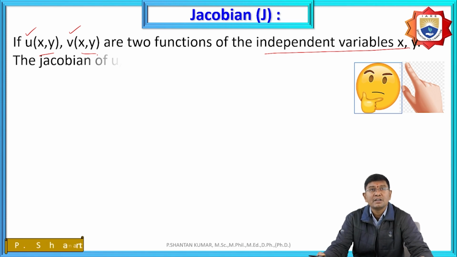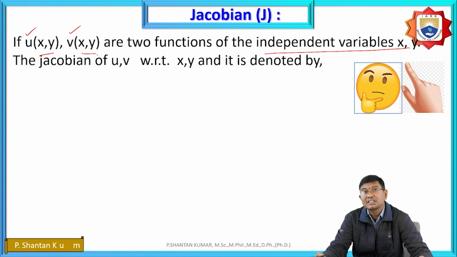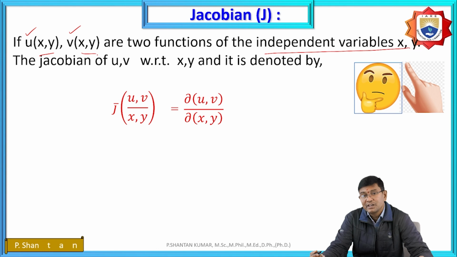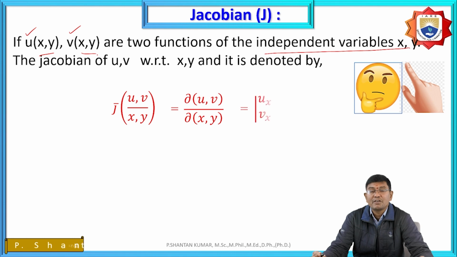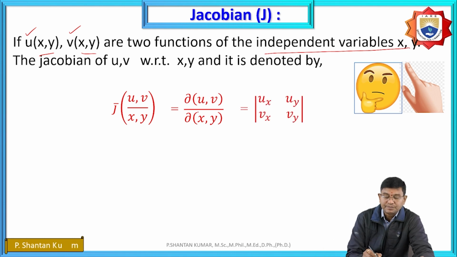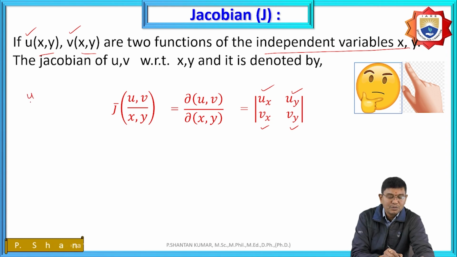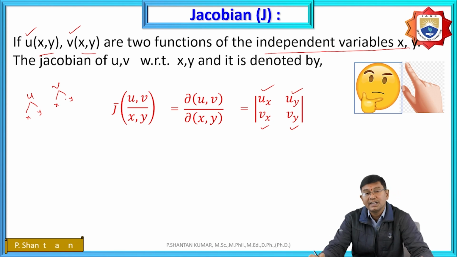Based upon this, the Jacobian of u, v with respect to x, y is denoted by J of u, v by x, y, which is equal to ∂(u,v) by ∂(x,y). In determinant form, the first row is ux, uy, and the second row is vx, vy, with respect to the dependent and independent variables.